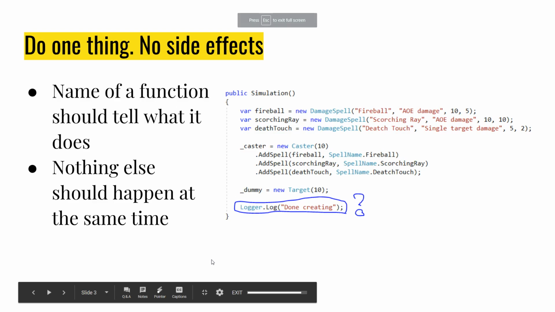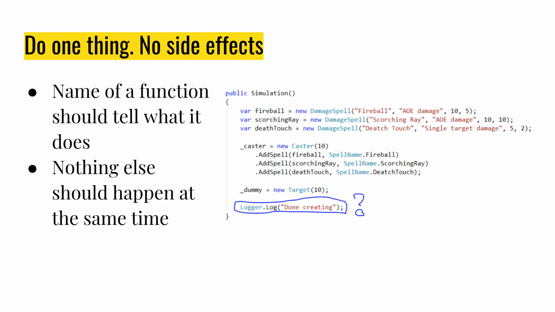So functions should not have any side effects. You read the name of a function and you expect it to do that thing and nothing else. Here we have a constructor. What do we expect in a constructor? We expect it to only create something, and that's it. It should not do anything else other than creating objects of that class, making instances. Here we see that it logs as well, and that should be removed.